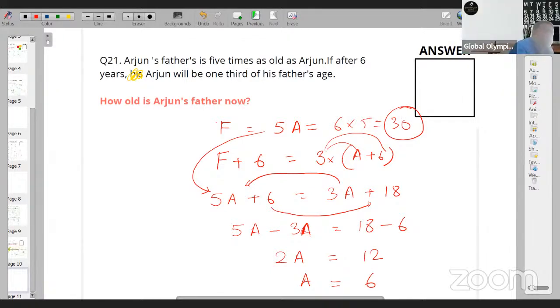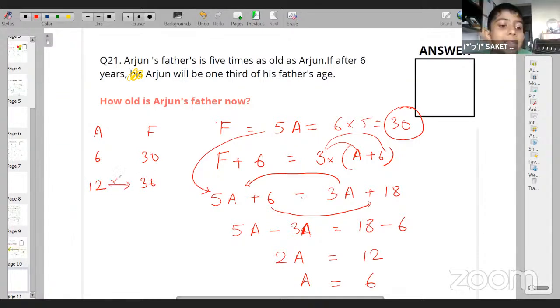Now let's check this. Whenever we solve a problem, we should always check. So we know Arjun is 6 and father is 30. Now we add 6 years to both of them. I get 12 here and I get 36 here. Is this 3 times? Yes, it is 3 times. So the answer is correct.